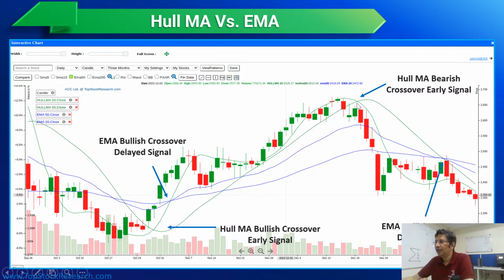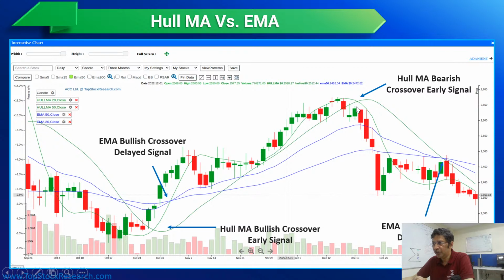Similarly, on the reverse crossover, Hull happened almost along with the price, whereas exponential moving average took a lot of time. So in this particular example, the exponential moving average gave an entry point here and an exit point here, again not a bad thing. There was some money to be made, but the amount of money to be made here is much lower compared to this Hull moving average, which has given much better, right?